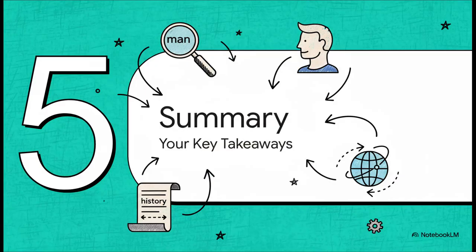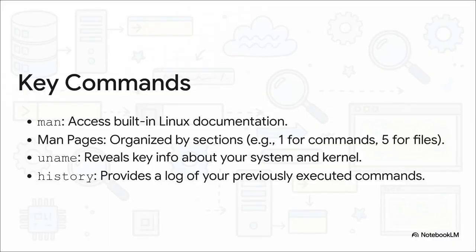So let's pull all this together and do a quick recap of the really powerful tools we've just uncovered. These commands, man, uname, and history, plus a good handle on quoting, they really form the foundation for being self-sufficient on the command line. The real theme here is empowerment. With man, you've got a built-in encyclopedia, so you can learn any command. With uname, you have the system's ID card, so you always know where you are. And with history, you have a perfect memory, so you can build on your past work. These aren't just utilities, they are your fundamental tools for exploration and efficiency.